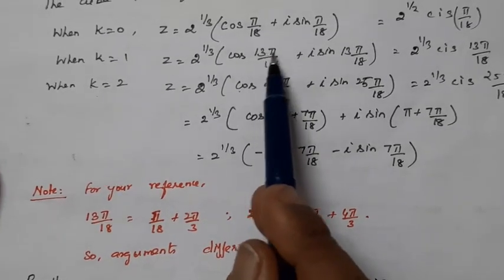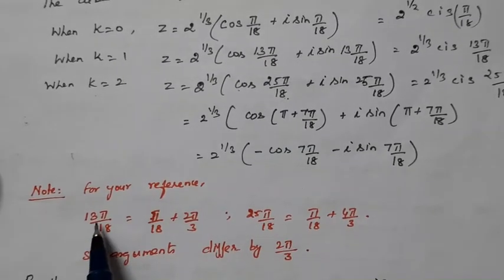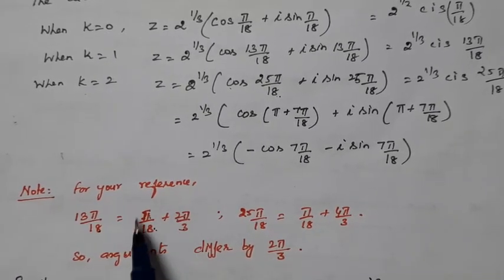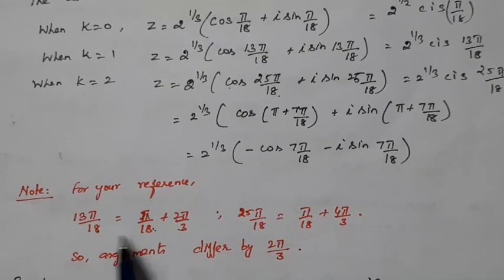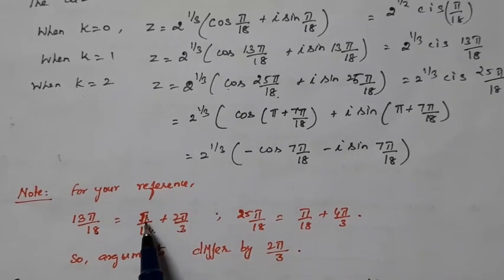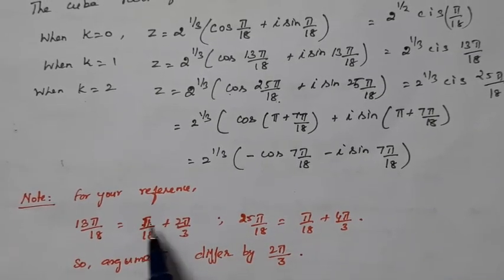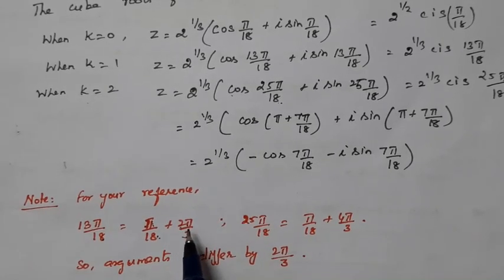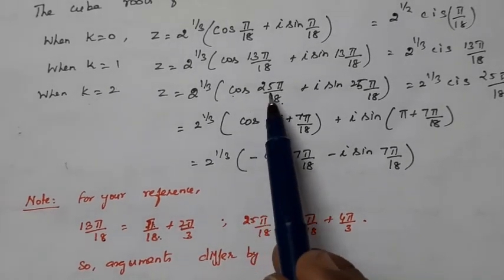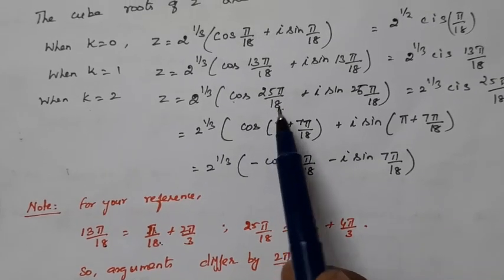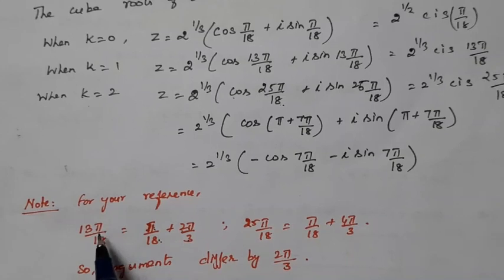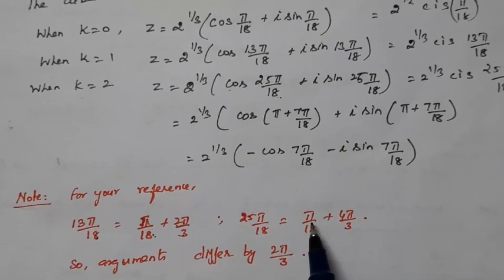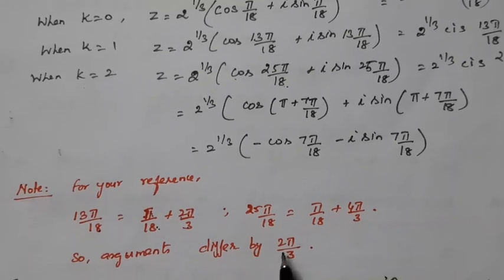For the second root, the argument is 13 pi by 18. If you add 2 pi by 3 to the first argument pi by 18, the sum is 13 pi by 18. Taking LCM 18, you multiply 2 pi by 3 by 6 over 6, giving 12, and 12 plus 1 is 13. Similarly, the argument of the third root is 25 pi by 18, obtained by adding 2 pi by 3 to 13 pi by 18, or 4 pi by 3 to pi by 18. So their arguments differ by 2 pi by 3.